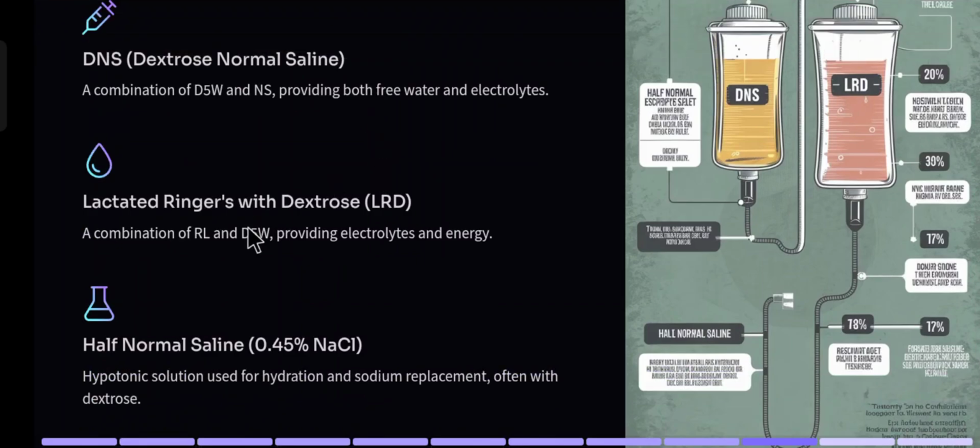2. Lactated Ringer's with dextrose, LRD. This is a combination of Ringer's lactate and D5W, offering both electrolytes and energy. It's useful in scenarios requiring both metabolic support and volume expansion. 3. Half normal saline, 0.45% NaCl. This hypotonic solution is used for hydration and sodium replacement. It's often combined with dextrose to provide energy while addressing hydration needs in patients who don't require a full isotonic solution.